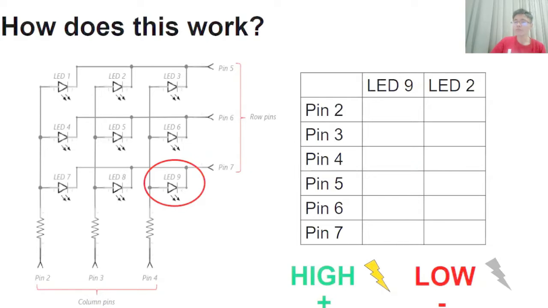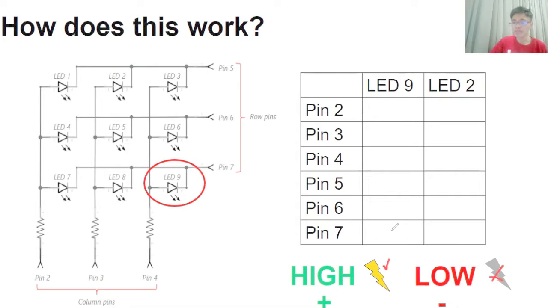So, how does this work? First of all, there are several concepts for us to understand. You need to know that when I say high, it means that there is current flowing through the circuit. When I say low, that means that there is no current flowing into the circuit.